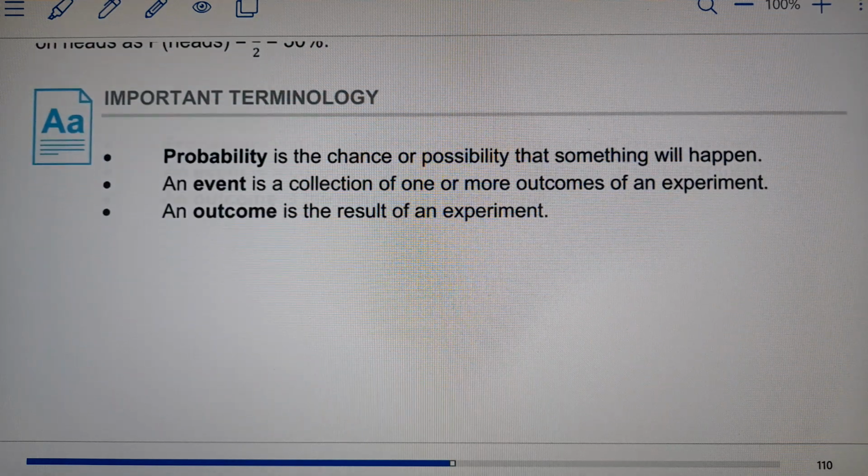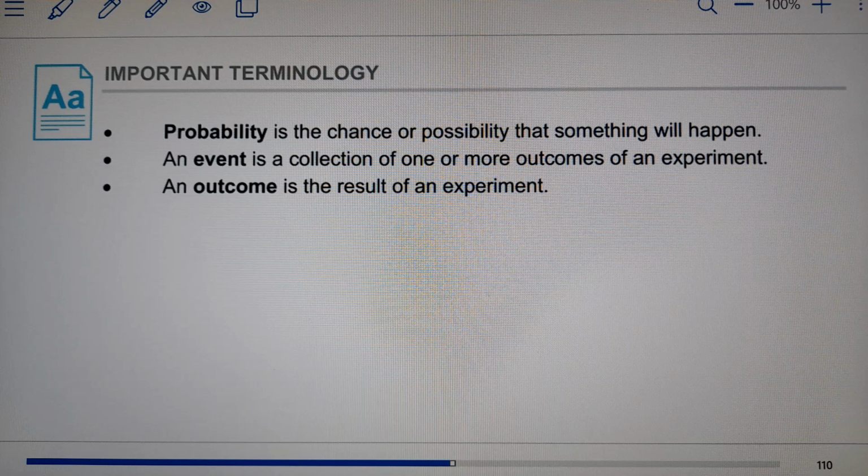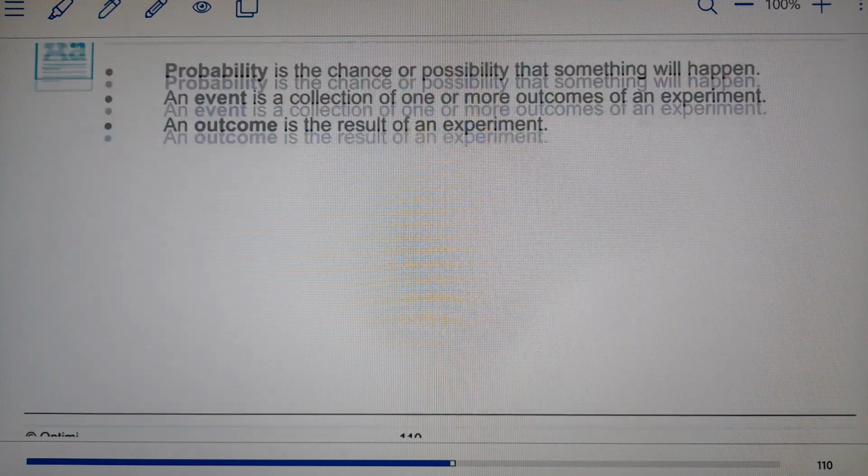Now we need to know important terms under probability. Remember, you are asked on tests and exams the theory, so you would need to be able to define certain terms, and probability is one of them. Probability is the chance or possibility that something will happen. What is an event? An event is a collection of one or more outcomes of an experiment. And what is an outcome? An outcome is the result of the experiment.